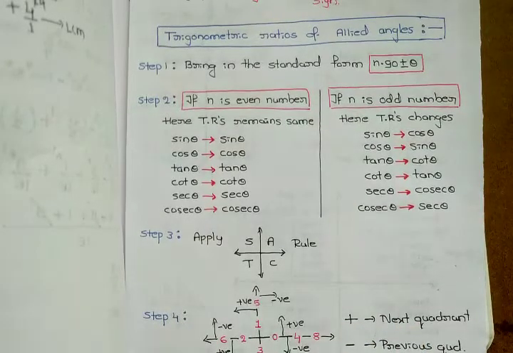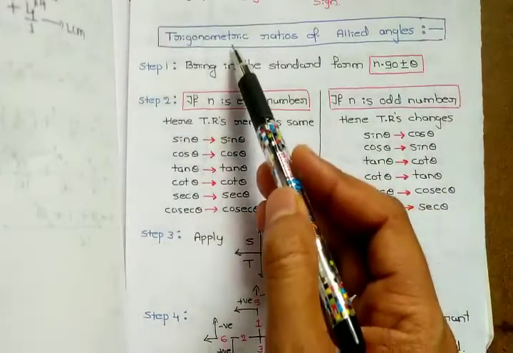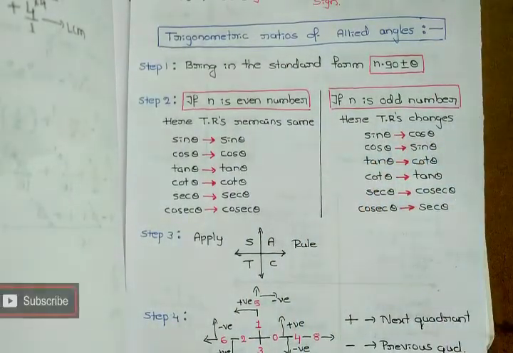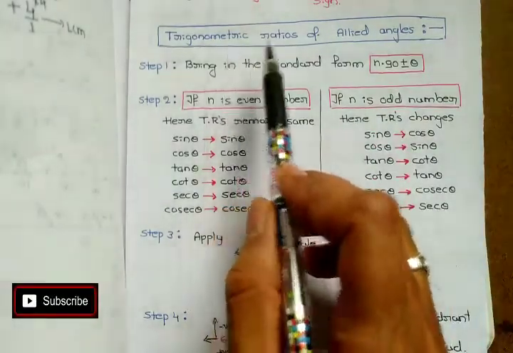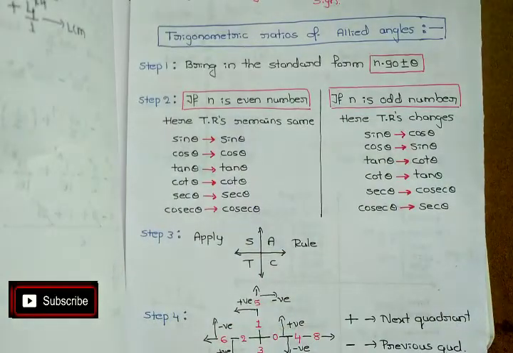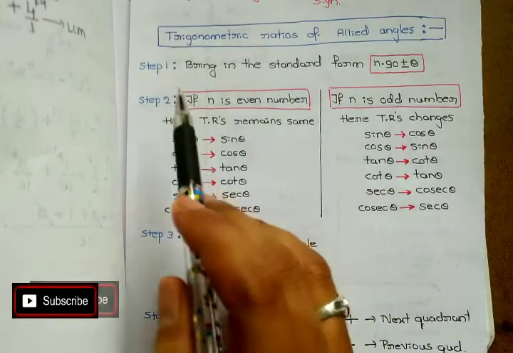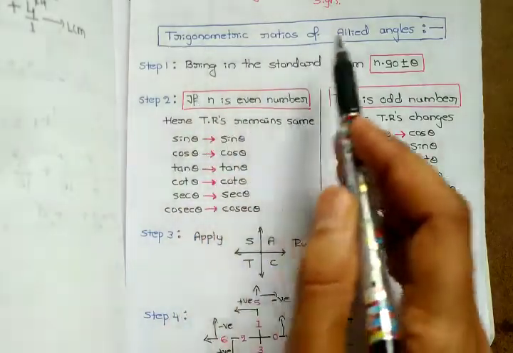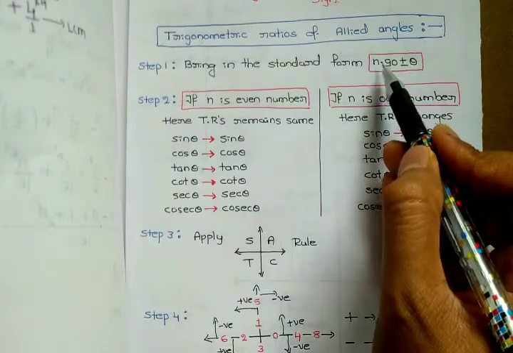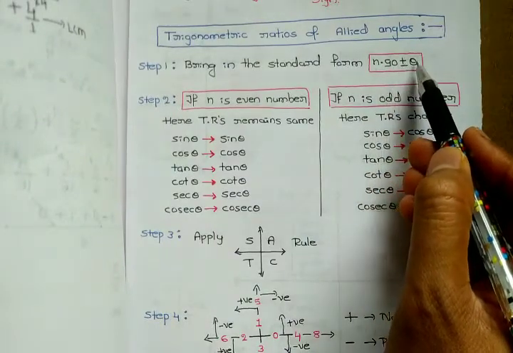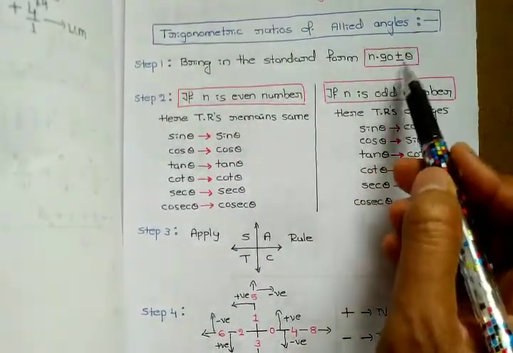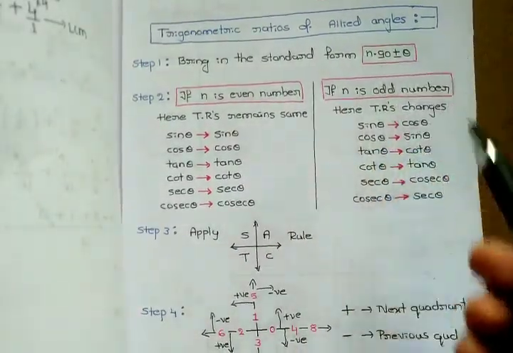Hello everyone. In this video we will see trigonometric ratios of allied angles. If you want to find out the trigonometric ratios of allied angles, there are some steps you need to remember. In the first step, you have to bring that allied angle into the standard form, that is n into 90 plus or minus theta.